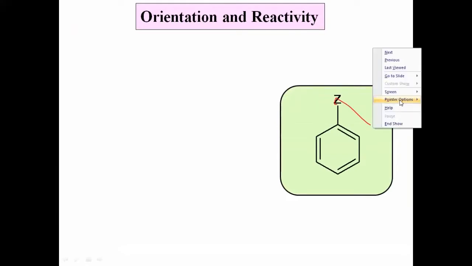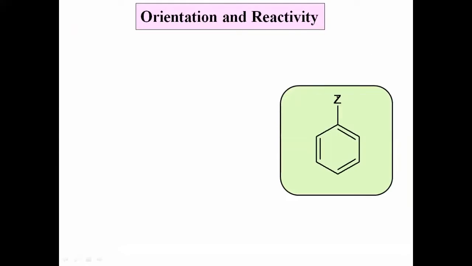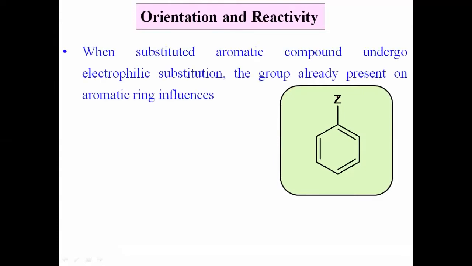Suppose this is our aromatic ring. Suppose that the benzene ring has a substituent, that is, the benzene is already substituted. For example, phenol, in which there is one OH group, then aniline, there is one NH2 group, or nitrobenzene, there is one nitro group. In those cases the question arises: at what position can the electrophile attack?